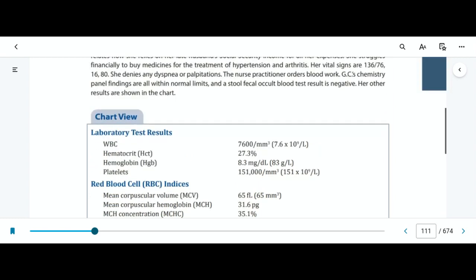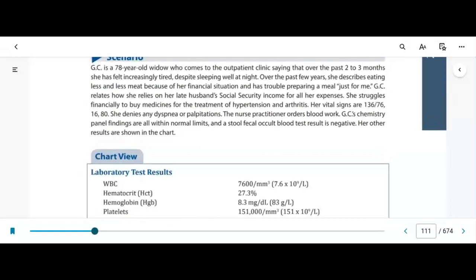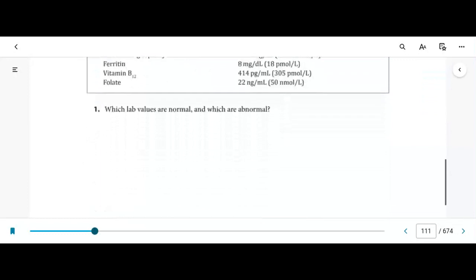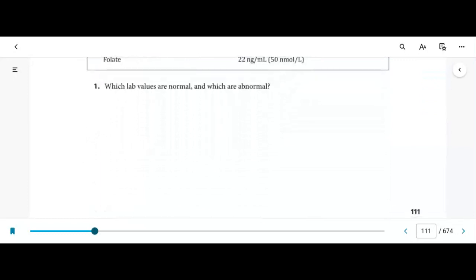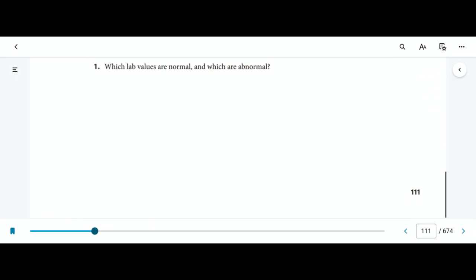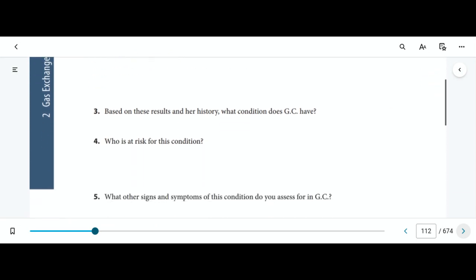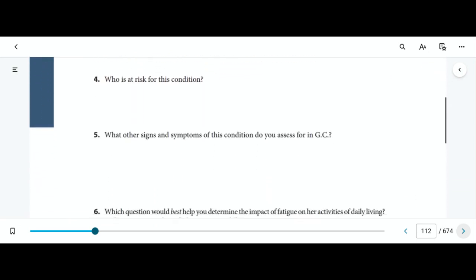Because remember it said she doesn't have much money, she's spending less on meat, and of course iron levels are highest in meat, right? And elderly are at risk for iron deficiency anemia anyway, right? So we talked about which ones were abnormal. Let's go to the next page. Significance, she's anemic. We think she's got iron deficiency anemia.